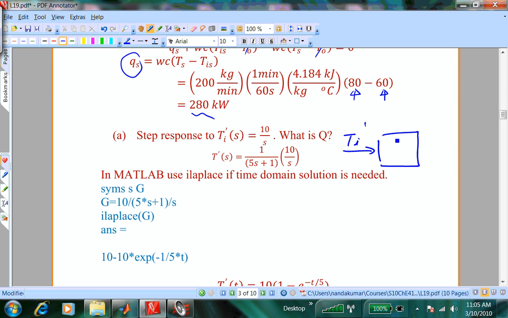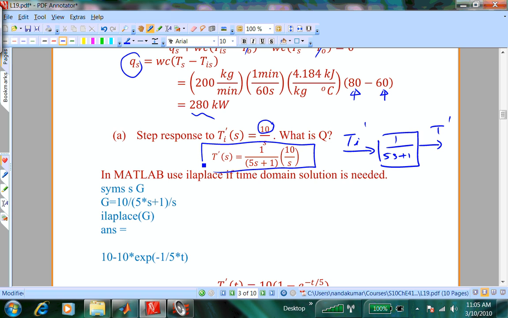And this transfer function, 1 over 5s plus 1, produces T prime. All are deviation variables. In this case, you are told that the step change is 10 degrees. It goes from 60 to 70 degrees. So the step change is 10 degrees. So you have figured out what Ti prime is. Ti prime is 10 over s, because it is a step change, the transfer function is 1 over s. And that's it. This you should be able to do by hand in an exam.